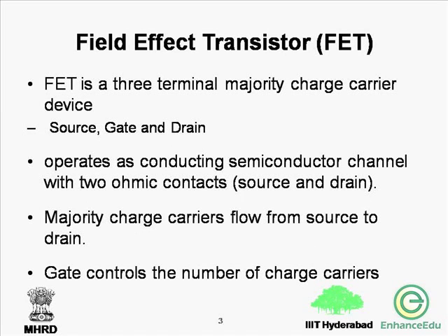Field effect transistor, that is FET, is a three-terminal majority charge carrier device, the three terminals being the source, gate and drain. It operates as a conducting semiconductor channel with two ohmic contacts. These ohmic contacts are nothing but the source and drain. The majority charge carriers flow from source to drain, whereas the gate controls the number of the charge carriers.